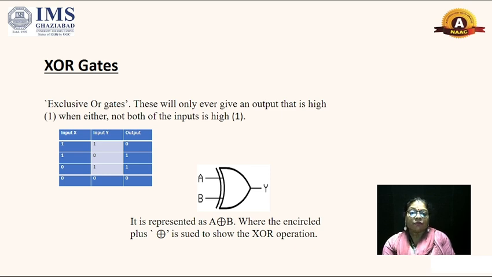This is the symbol of XOR gate. It is represented by the plus and circle. That is the symbol of XOR gate, where the encircled plus means that it is the XOR condition or XOR operation.